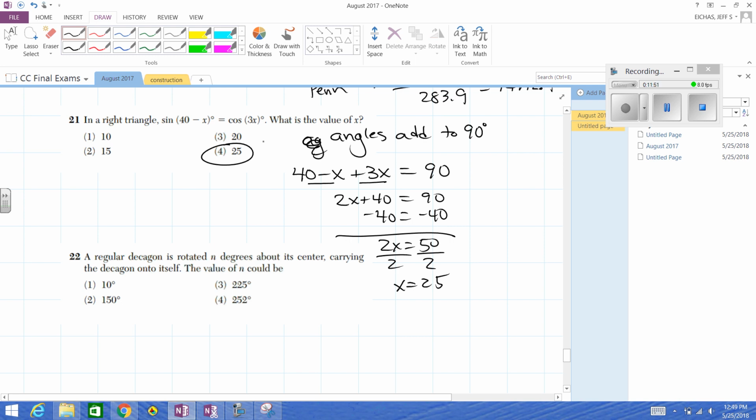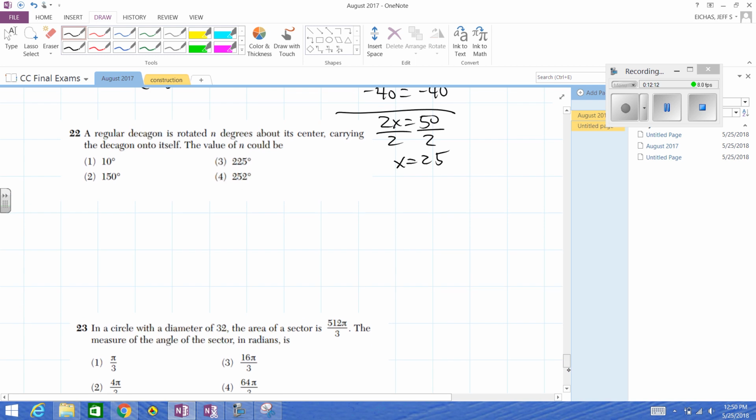All right, a regular decagon. You can plug it in too to check that, by the way, real fast. So is in fact sine of 15. I'm plugging 25 in here, right? Is sine of 15 equal to cos of 75? And feel free to go do that, right? 3 times 25 is 75. It will work.